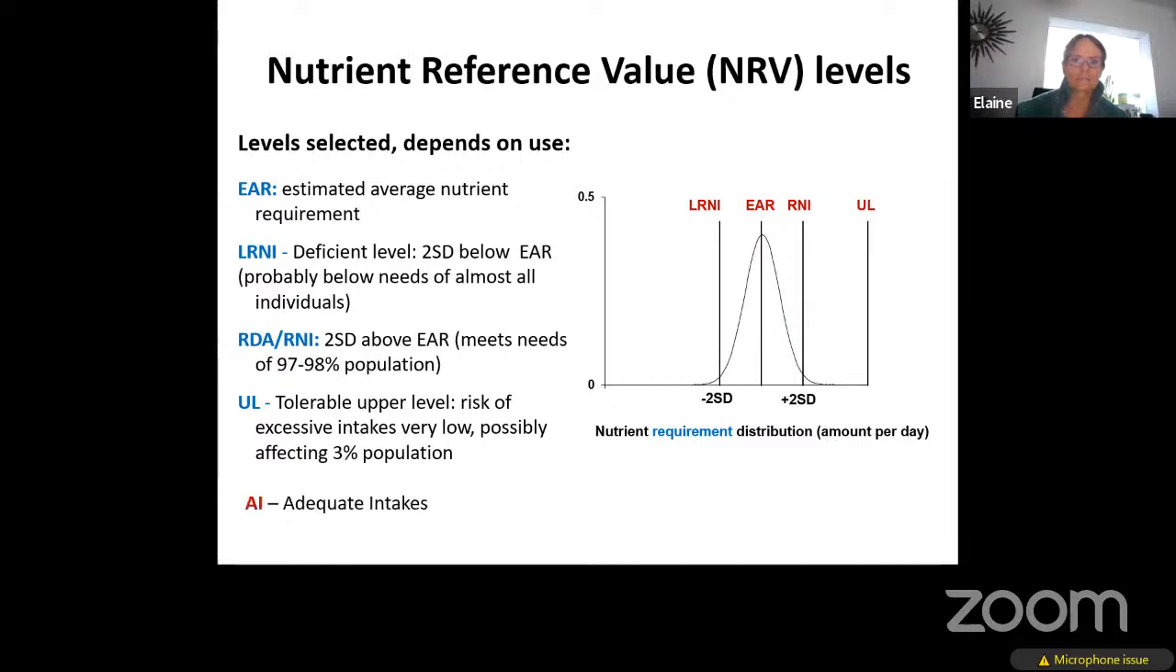There's also a concept called adequate intakes. And this occurs when there isn't enough data to determine what the nutrient requirement distribution looks like. An adequate intake is really looking at a nutrient intake level. This is for certain nutrients where we don't have the information, that would be the amount that would ensure that you were healthy. So it's not the requirement, but if you consume that amount, it should be enough to meet your needs or the population needs.